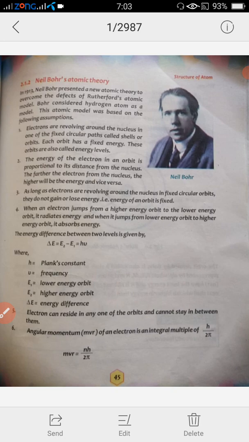The next point, which is point number 6, is that the angular momentum of an electron is an integral multiple of h by 2 pi. So what is the angular momentum of an electron? For angular momentum, first we should know about the momentum. What is momentum? So students, we know that momentum is the product of mass and velocity.